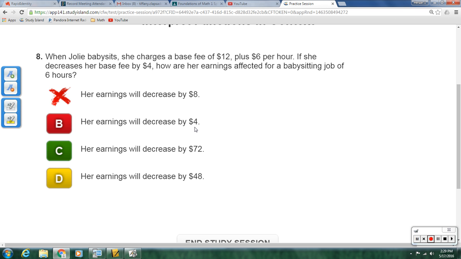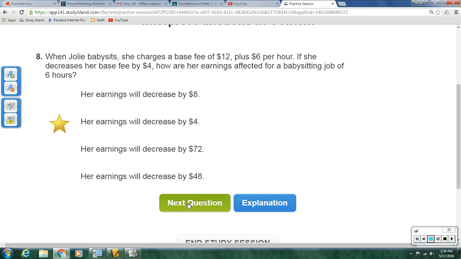There you go, Justin. It doesn't say her base fee decreased to 4. It decreased by 4. So what does she really charge them? $8. If I charge you $12 and I say I'm going to decrease it by 4, how much am I now charging you? 8. Be careful. One two-letter word there. So really it should be B. Be careful.